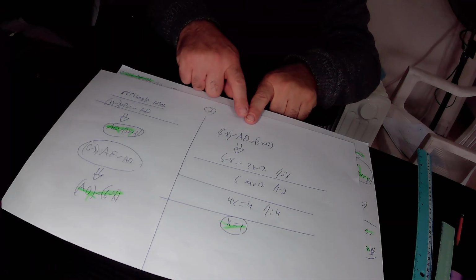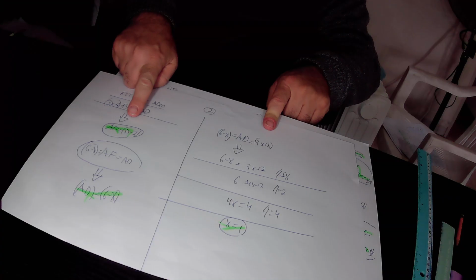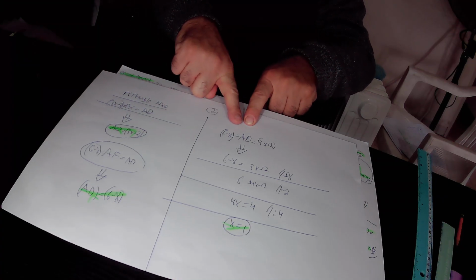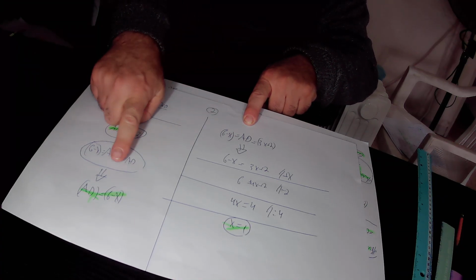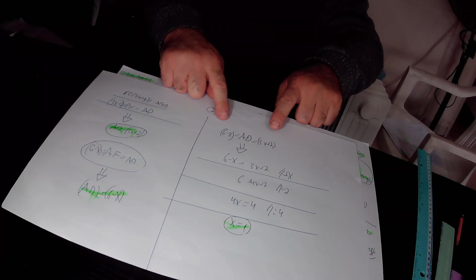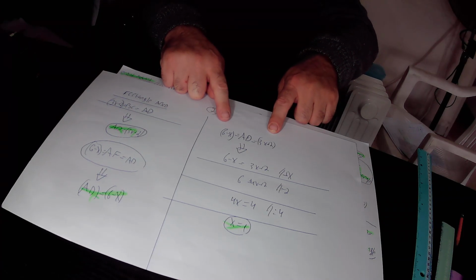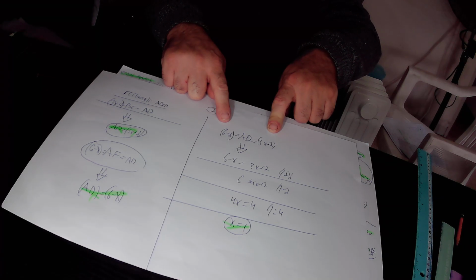So from one side, we found out that AD equals 3x plus 2. But from the other side, we just found out that AD equals 6 plus x. And from this, we derive that those two expressions are equal to each other. That is to say, 6 plus x equals 3x plus 2.